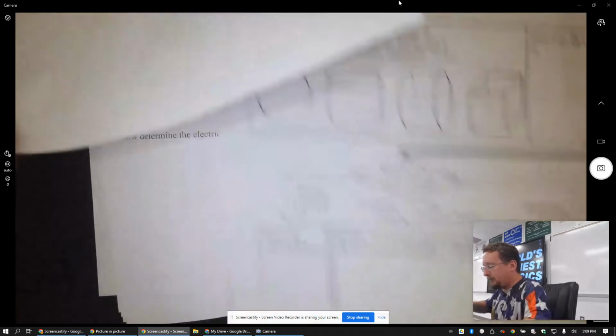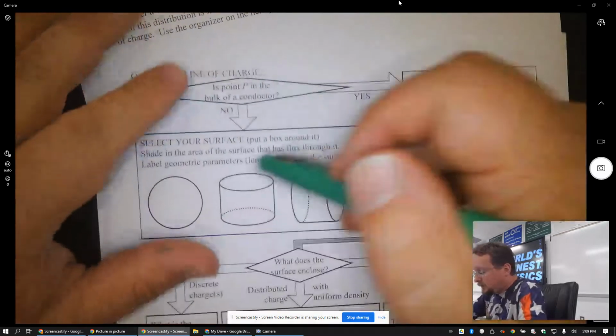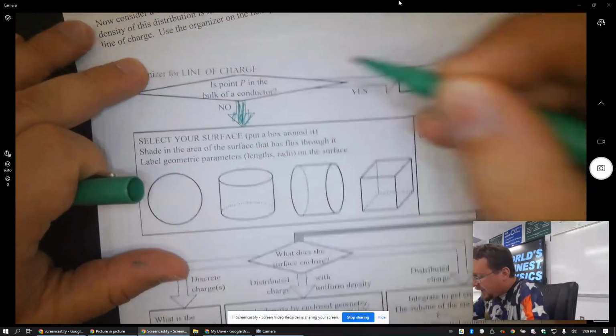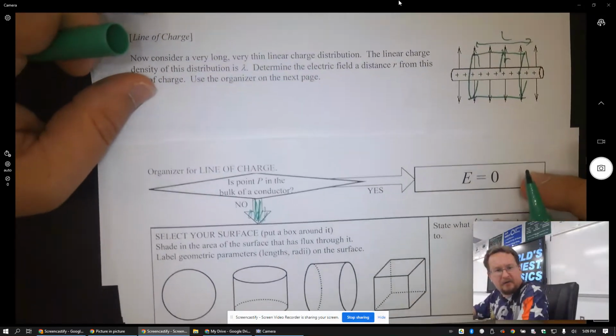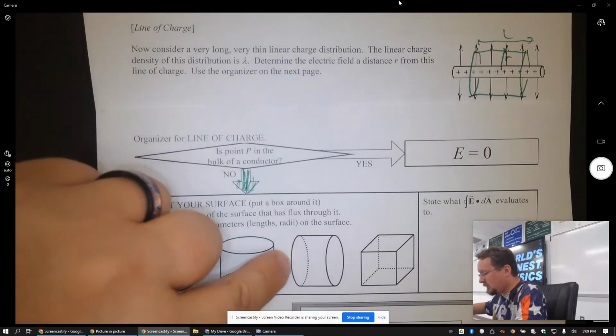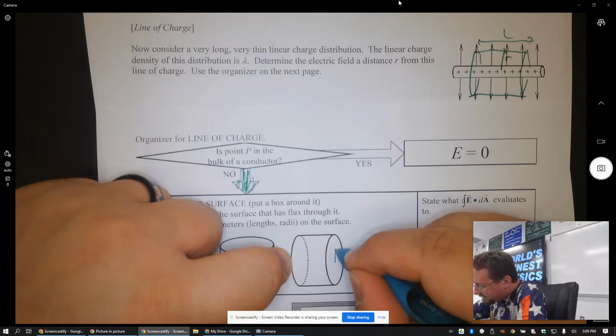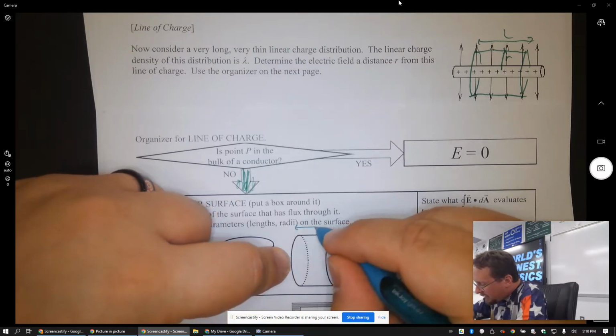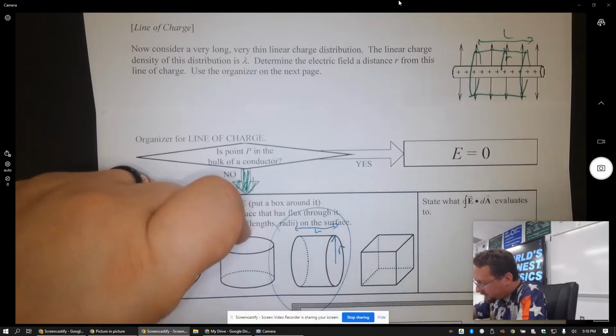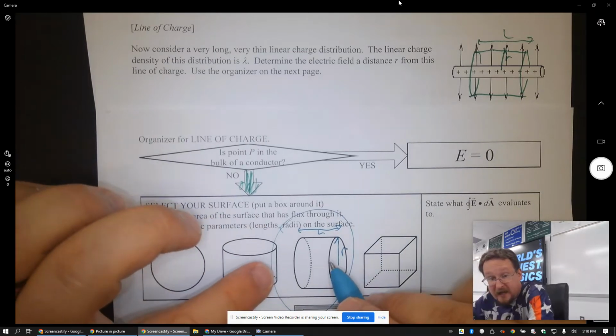So here comes my flow chart, right? No, I'm not in the bulk of a conductor. Thank you for asking, though. Okay, let's have a look here. I'm going to choose this surface. This surface has a radius R, a length of L. I'm going to circle it like it says to do. But here's a key point.